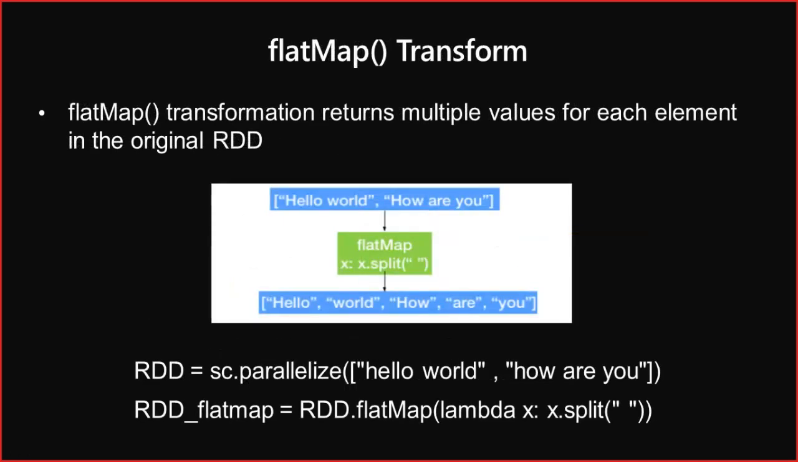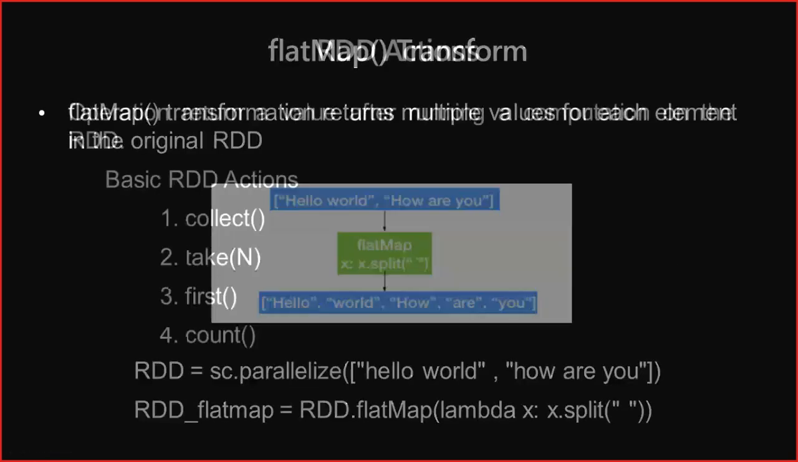Then there is something called the flatMap function. It is a one-to-many kind of thing. Let's say we have defined two members in our list, hello world and how are you, and we want to split our data whenever we find a space. So the whole string hello world is mapped to the outputs hello and world. How are you is mapped to how, are, and you. So it is a kind of one-to-many mapping.